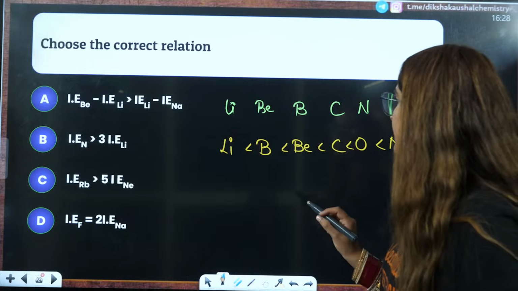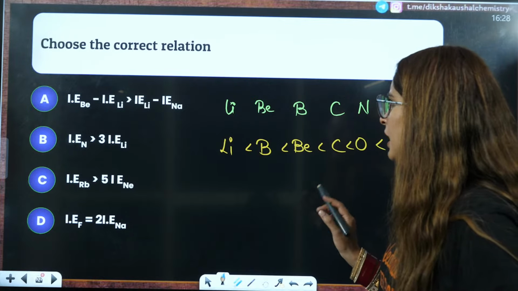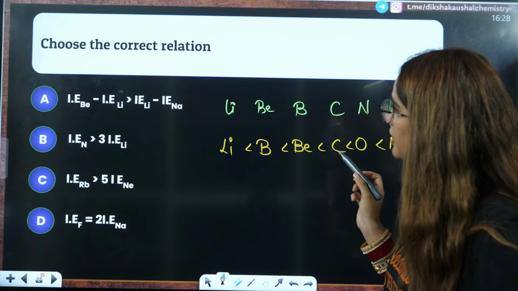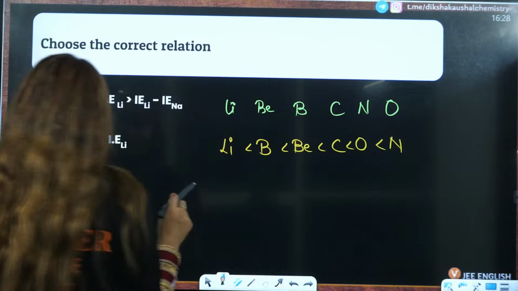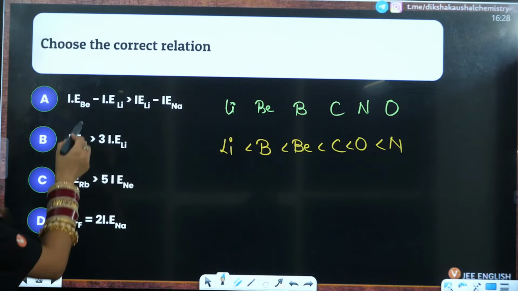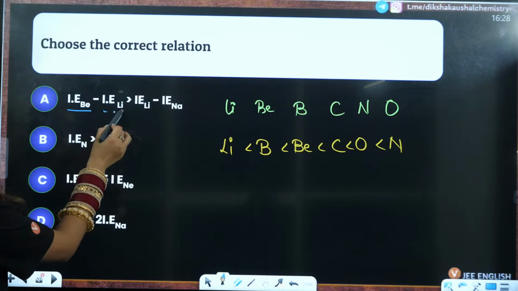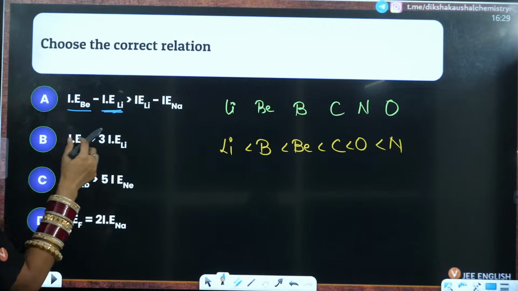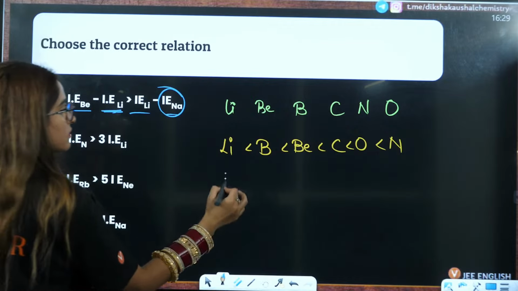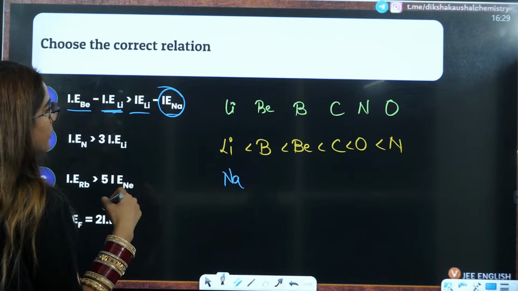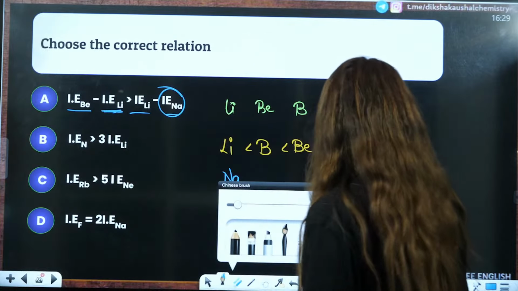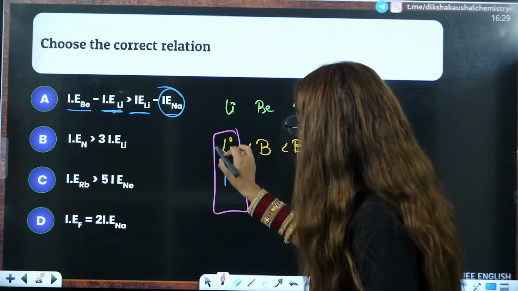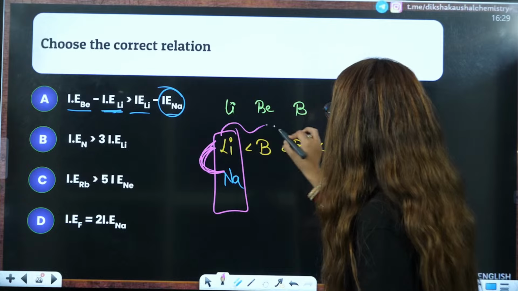So if you see this here, lithium and beryllium, wait a minute, the correct relation they are asking now. This is ionization enthalpy of beryllium and lithium, if you say, is greater than lithium and sodium. This is down. This is lithium and beryllium. Can you see the difference here? Here the difference is of 1 step. Here the difference is of 2 steps.